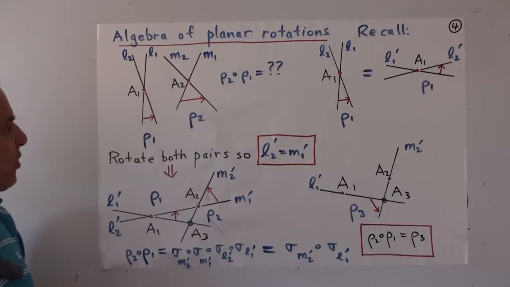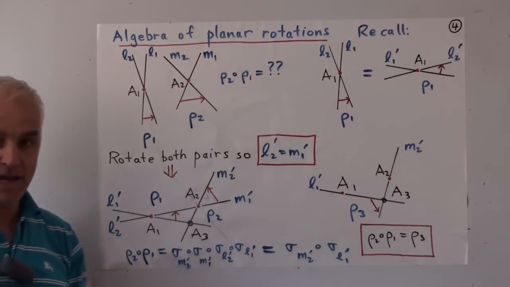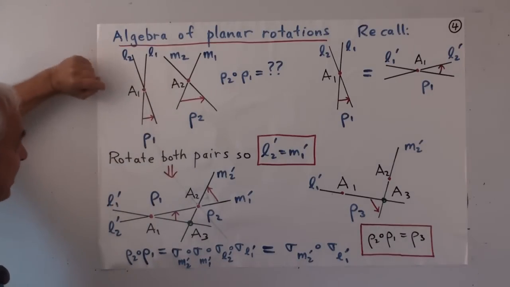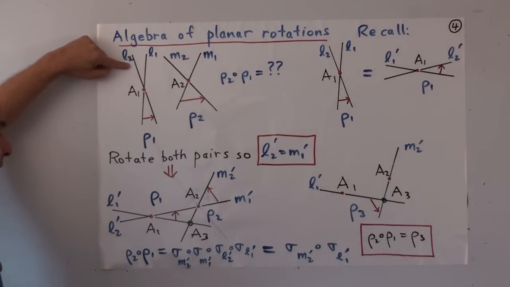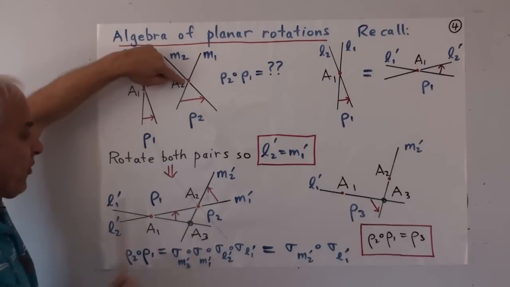Well, what we're going to do is rotate this pair, and we're going to rotate this pair in a very special way. We're going to rotate this pair so that the second line, L2, happens to go through not just A1, but also A2.